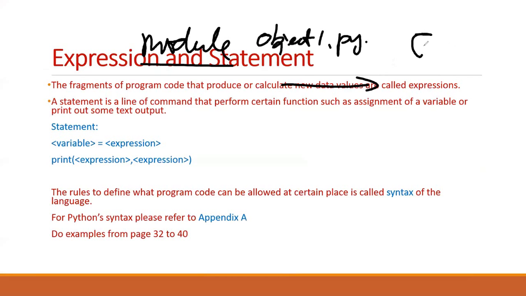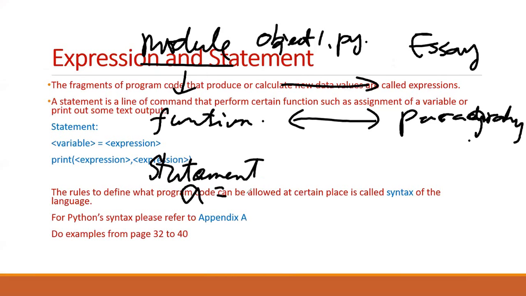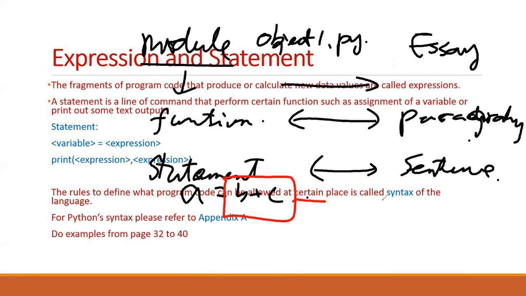It's just like in English, you write some essay or article, right? And then under the module, you may have some functions. This is similar to a paragraph in your essay. And then you have a statement, like A equals B plus C. This is equivalent to a sentence in your essay. And part of a sentence, like a clause or phrase, we call it an expression.